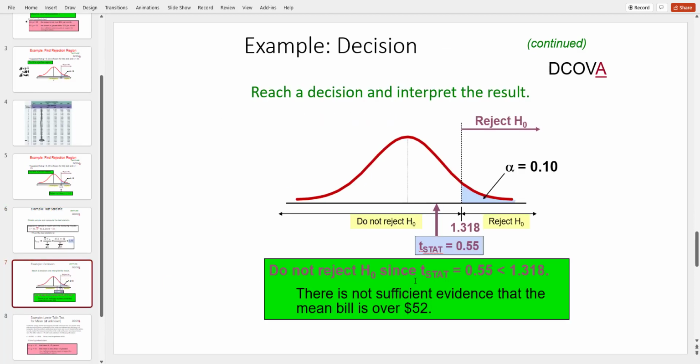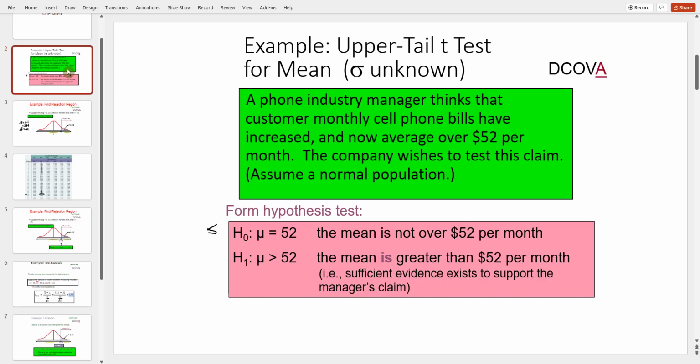So as you can see, my t-statistic does not fall within the rejection region. It's in the non-rejection region. So we do not reject the null hypothesis. So that means we do not have sufficient evidence to say that the mean bill is over $52. We do not have enough evidence to support this claim.